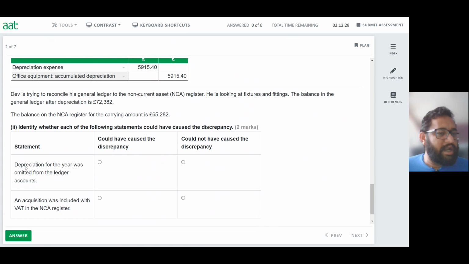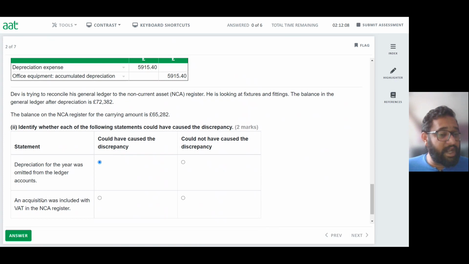So the first one is depreciation for the year was omitted from the ledger account. That makes sense, isn't it? Because once you put the depreciation in, your book value after depreciation will be lower. If you haven't done so, it is going to still show a higher amount. So this definitely could have caused a discrepancy.